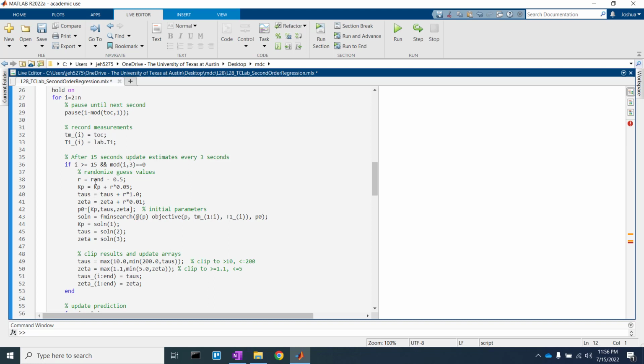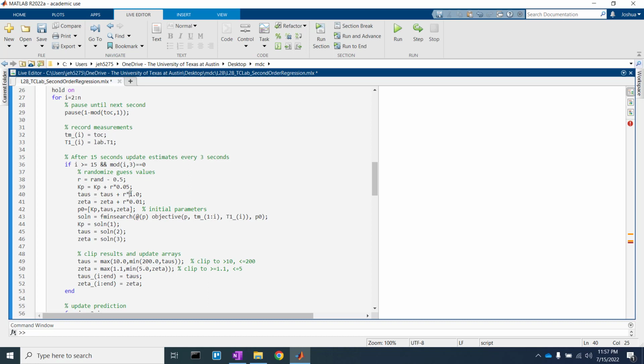We're going to add some random value. Rand by definition is going to be between 0 and 1. So subtracting it from 0.5 is going to give us a value from negative 0.5 to 0.5. And then we're going to multiply that by our tau s and zeta guesses. That's just so that we don't get stuck in a local minimum and we add some stochasticity to it. We also multiply these by tau s.